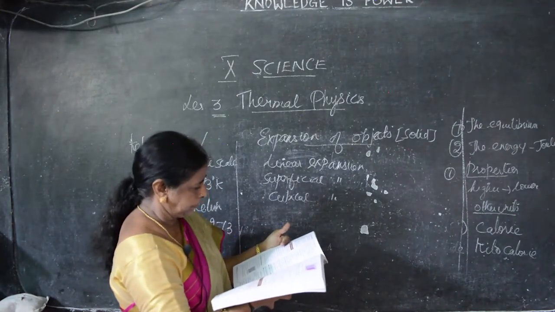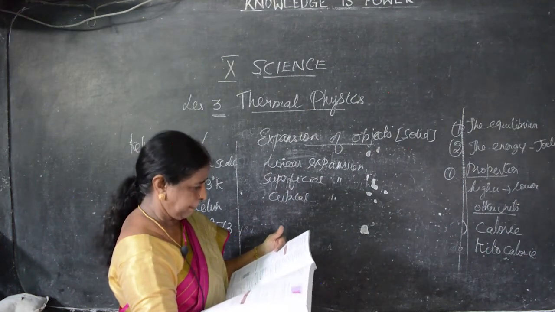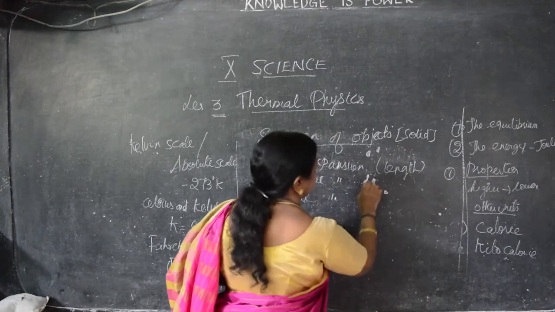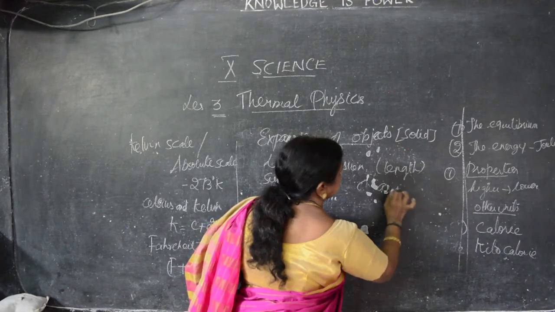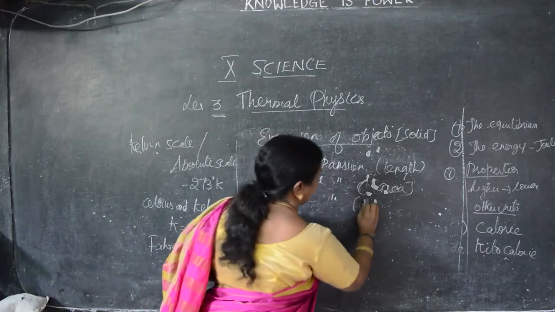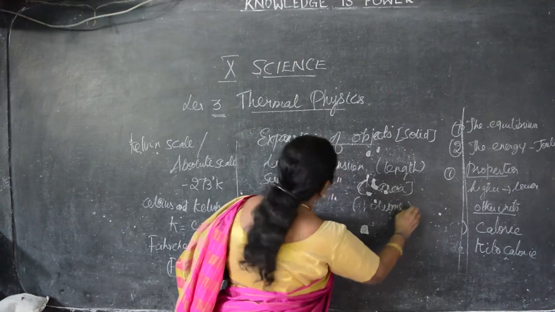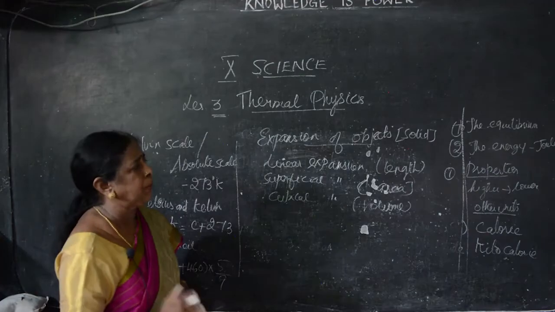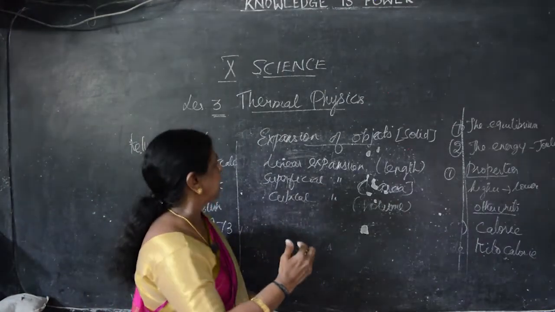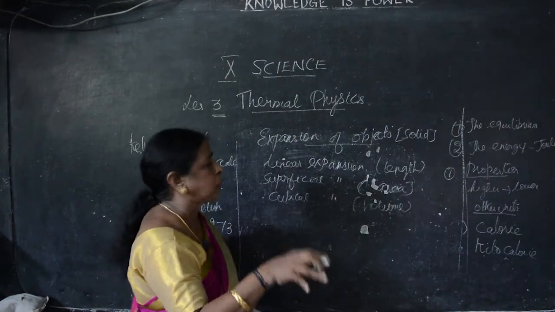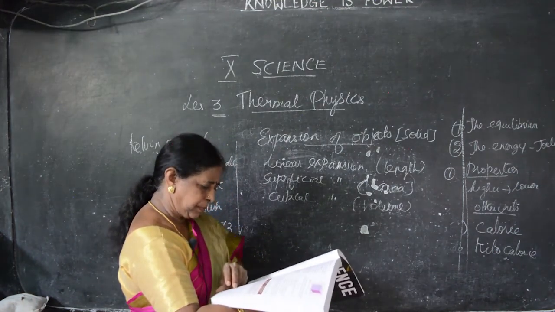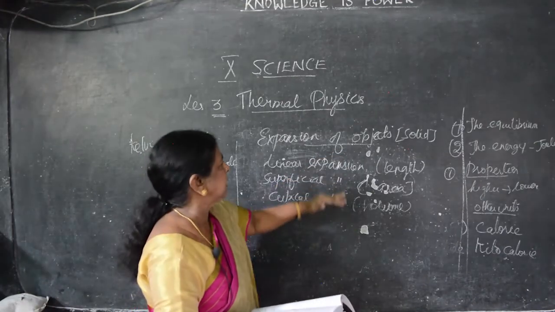So it expands in length, I say. If it expands in the area, that is known as superficial expansion. If it expands in the volume, this is known as cubical expansion. So the expansion of solid alone is in three ways: linear, superficial and cubical. Linear means the expansion occurs lengthwise. Superficial expansion occurs in the area, that is the space occupied by the object. And cubical, it expands in the form of volume. So this is the increase in the volume. These are the types of expansion of an object.